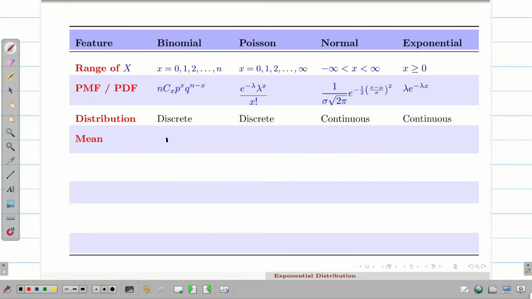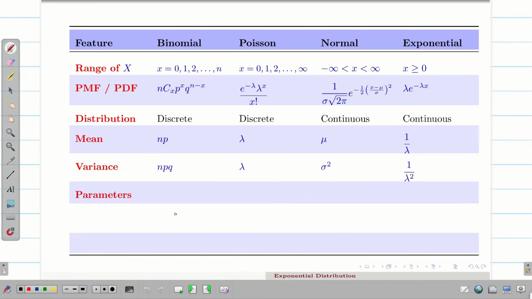Mean of binomial distribution is NP. For Poisson distribution, the mean is lambda, that is equal to NP. In normal distribution, the mean is going to be mu. And in exponential distribution, it is 1 by lambda. Variance of binomial distribution is NPQ. For Poisson distribution, the variance is also lambda. For normal distribution, the variance is sigma square, and for exponential distribution it is 1 by lambda square.